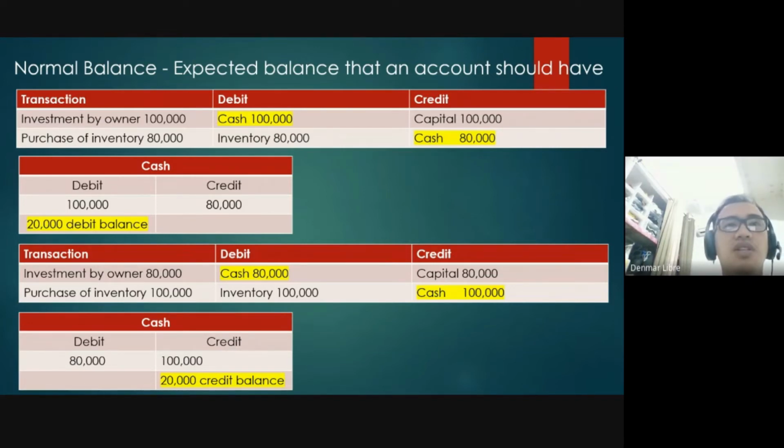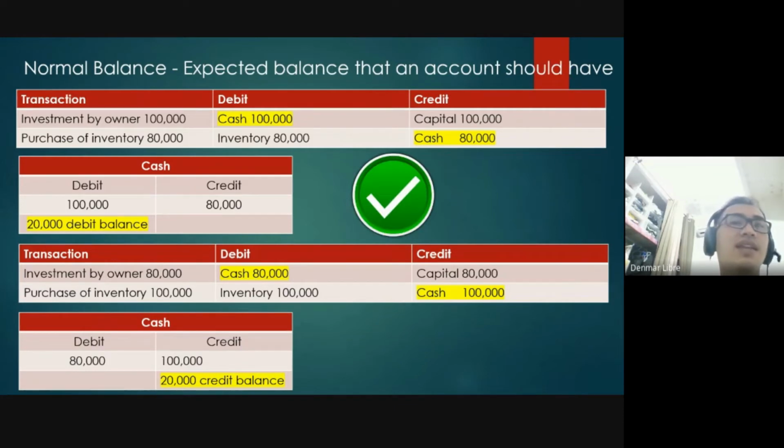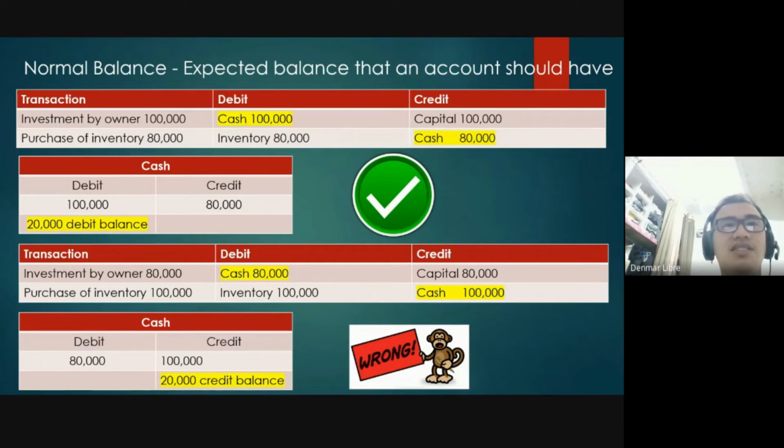Question: out of the two situations, which do you think is correct? Of course, situation number one. That means we have received 100,000 and we have given up 80,000, so we still have a remaining 20,000 positive cash. What about the second situation? That is a wrong situation. That means we have received 80,000 and we have given up 100,000. Take note, in reality, if we have only 80,000 in our pocket, we can only give up to 80,000. In the second situation, the business has given up 100,000 out of 80,000, which is not possible. So that means cash has a normal balance of debit. If you find an account not in its normal balance, that means there's something wrong.